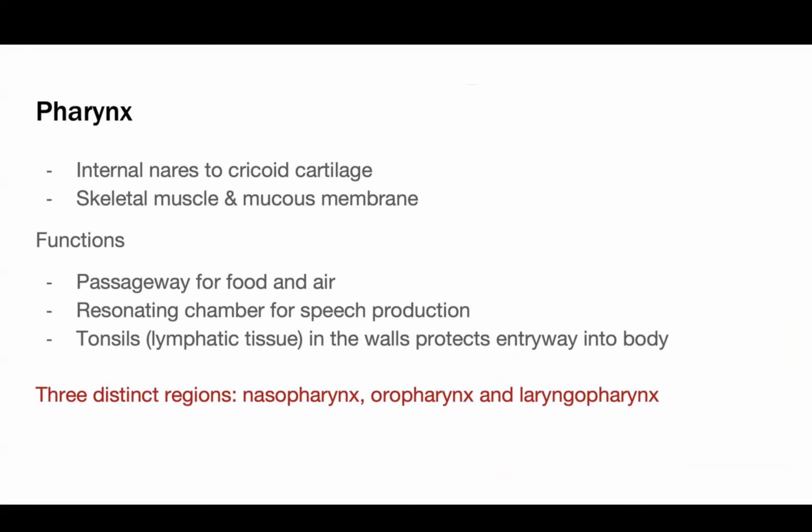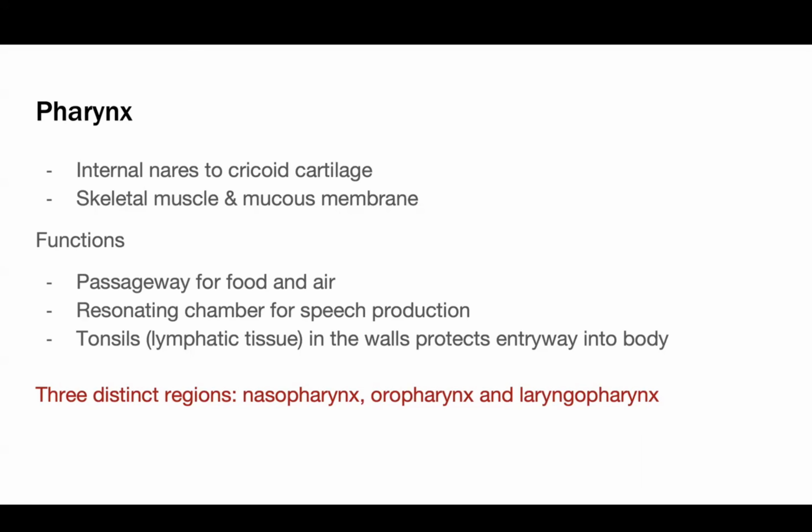Next up, we're at the pharynx. The pharynx is a muscular tube that runs from the internal nares all the way down to the cricoid cartilage. It's made from skeletal muscle lined with a mucous membrane. Your pharynx has 3 major jobs. It's a passageway for food and air. Remember, this is mostly a shared corridor.